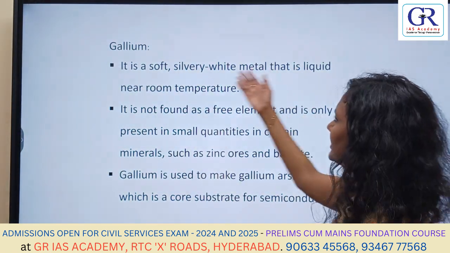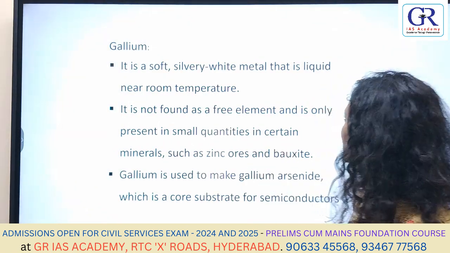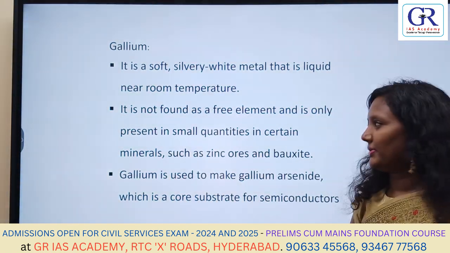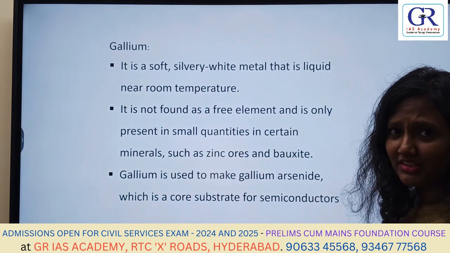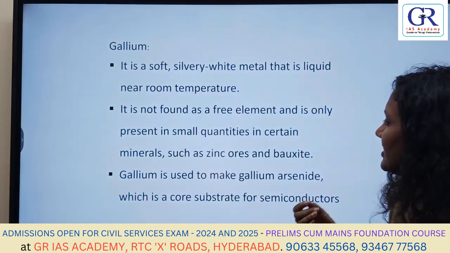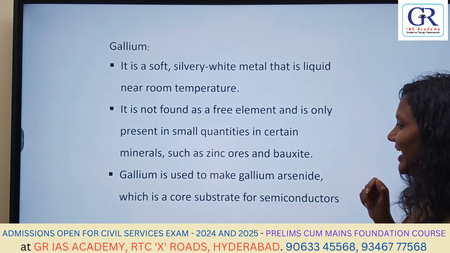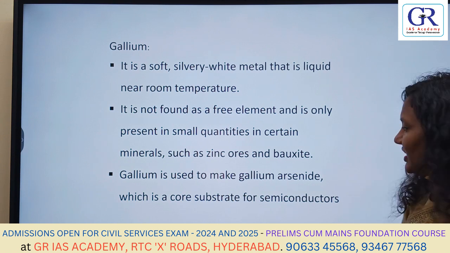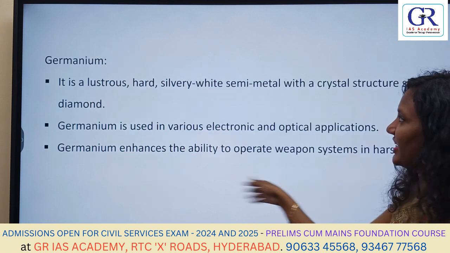Okay, so let us see about these two minerals. Gallium. What do you mean by gallium? It is a soft silvery white metal, okay, that is liquid near room temperature. And it is not found as a free element. Then how is it found? It is found in small quantities in minerals like zinc ores and bauxite. Now why is gallium useful? This is useful in making gallium arsenide, which is the substrate for semiconductors.